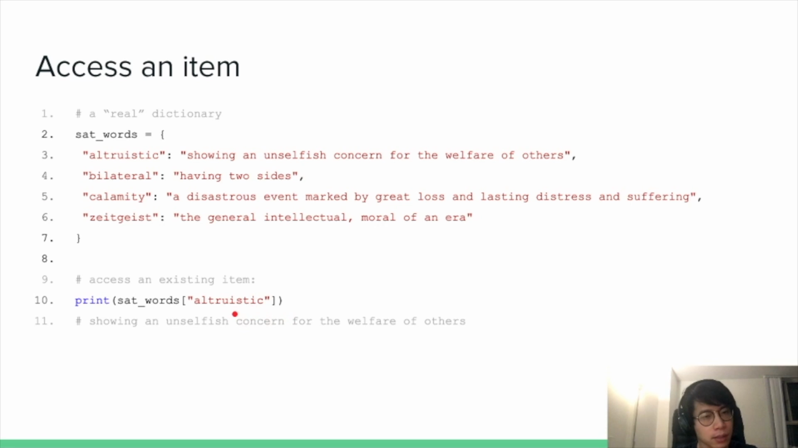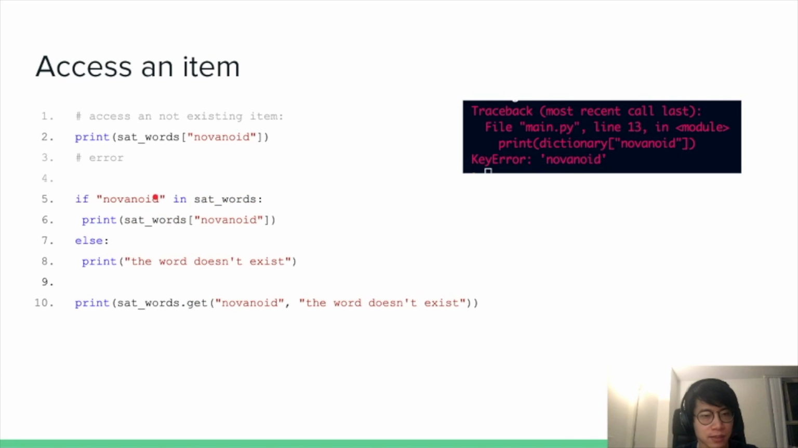In some cases, if you try to access an item that doesn't exist in our dictionary, Python will throw an error to you, and as you can see here, it's a key error. That means the key doesn't exist inside our dictionary. The example that I have here is no one. It sounds real, but it's a completely made up word.